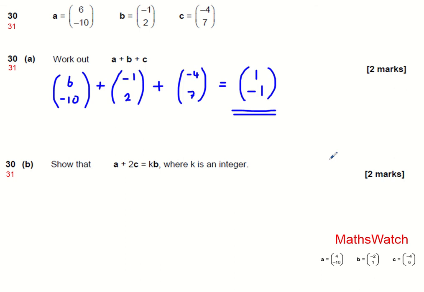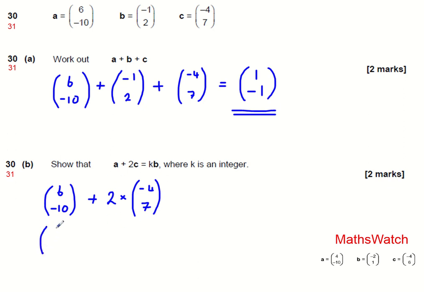And 30b, show that A plus 2C equals KB, where K is an integer. Let's do that in 2 parts. Let's first of all work out the answer to the left hand side. A plus 2C means we're taking the vector A, which is 6, minus 10, and we're adding on 2C, which means that's 2 multiplied by C, which is minus 4, 7. Now I'm going to work this out first, because in BIDMAS we do multiplications before additions.